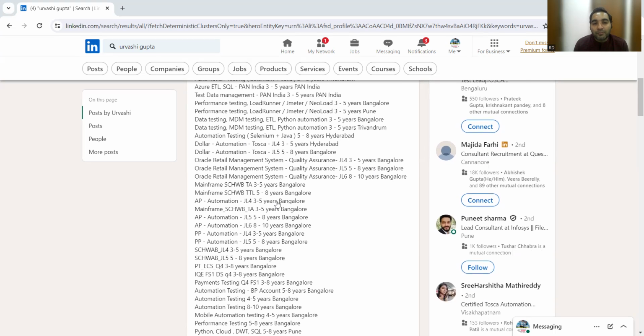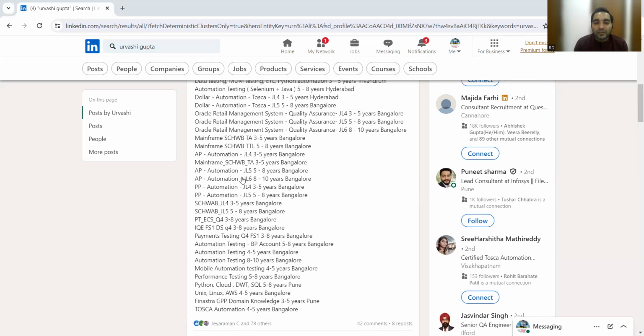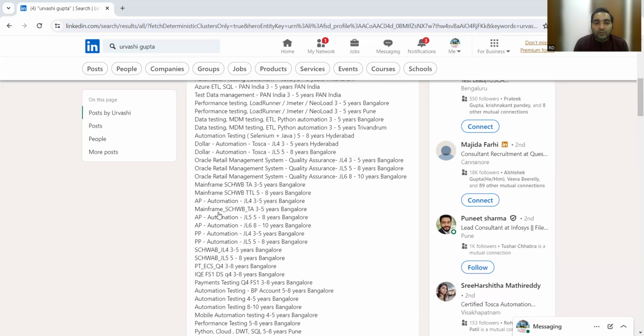Then AP automation, mainframe, Oracle retail management system, quality assurance. All these job opportunities are there. Tosca automation, then performance testing, even mobile automation testing job opportunities are there. You can see the opportunities in automation testing at the lower experience level, at the mid level of experience, and at the higher experience level also. So they have got multiple job openings. AP automation, then Bangalore, Pune.